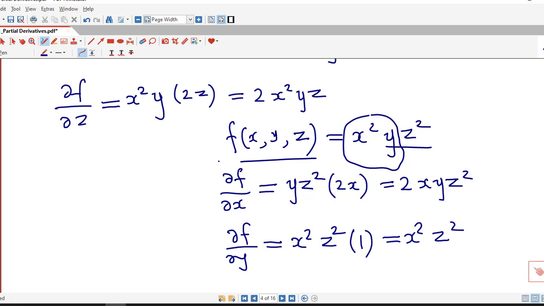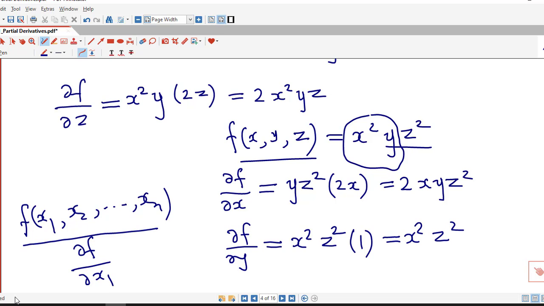So we can generalize this concept of partial derivatives to a function of n variables. If we are interested in the partial derivative of f with respect to one variable, say x1, then we will consider the remaining variables x2 to xn as constant, and we will take the ordinary derivative of function f with respect to x1 considering the remaining variables as constant. So in this way we can easily find partial derivatives of functions of more than one variable.